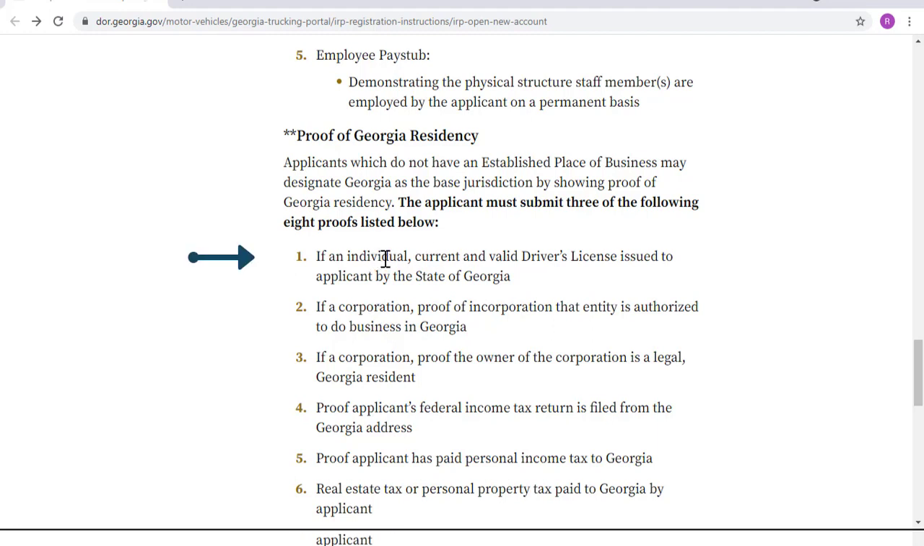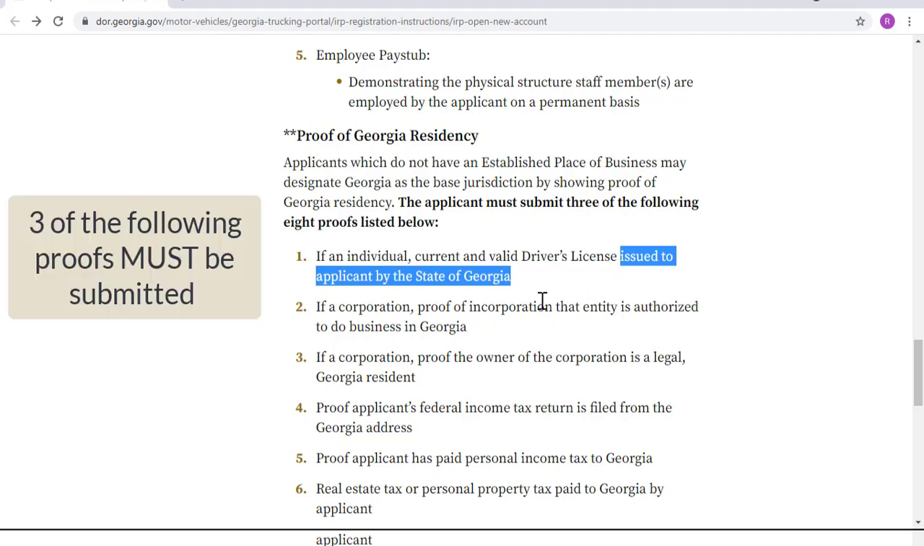If you are an individual, right? If you're an individual, you're going to submit your driver's license. Now, what does that mean if I'm an individual? What does that really mean? That means if you're a sole prop, if your company is in your name, if there's no separation between you and your company name, then chances are you're a sole prop. And so if that's the case, then you're considered an individual. And so the only thing you have to submit is your driver's license. Okay. And hopefully, if your driver's license is issued by the state of Georgia, you won't have any problems.